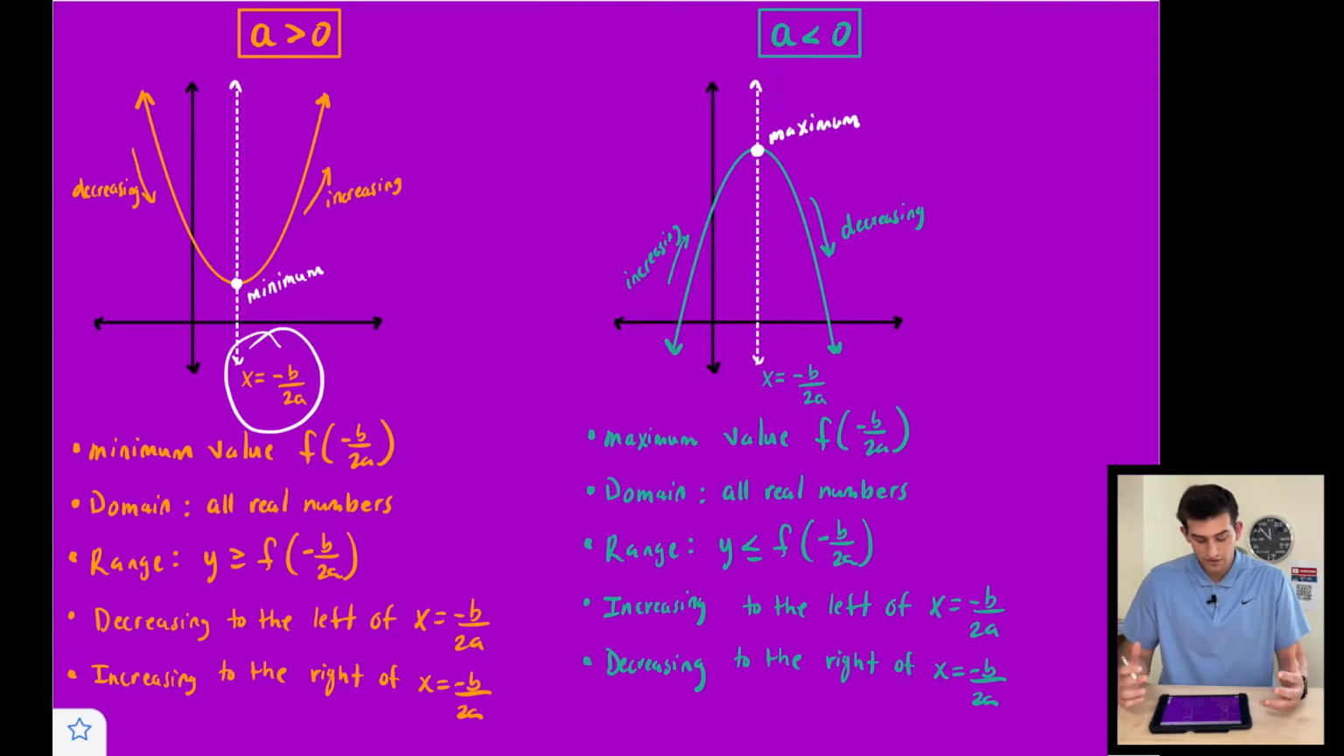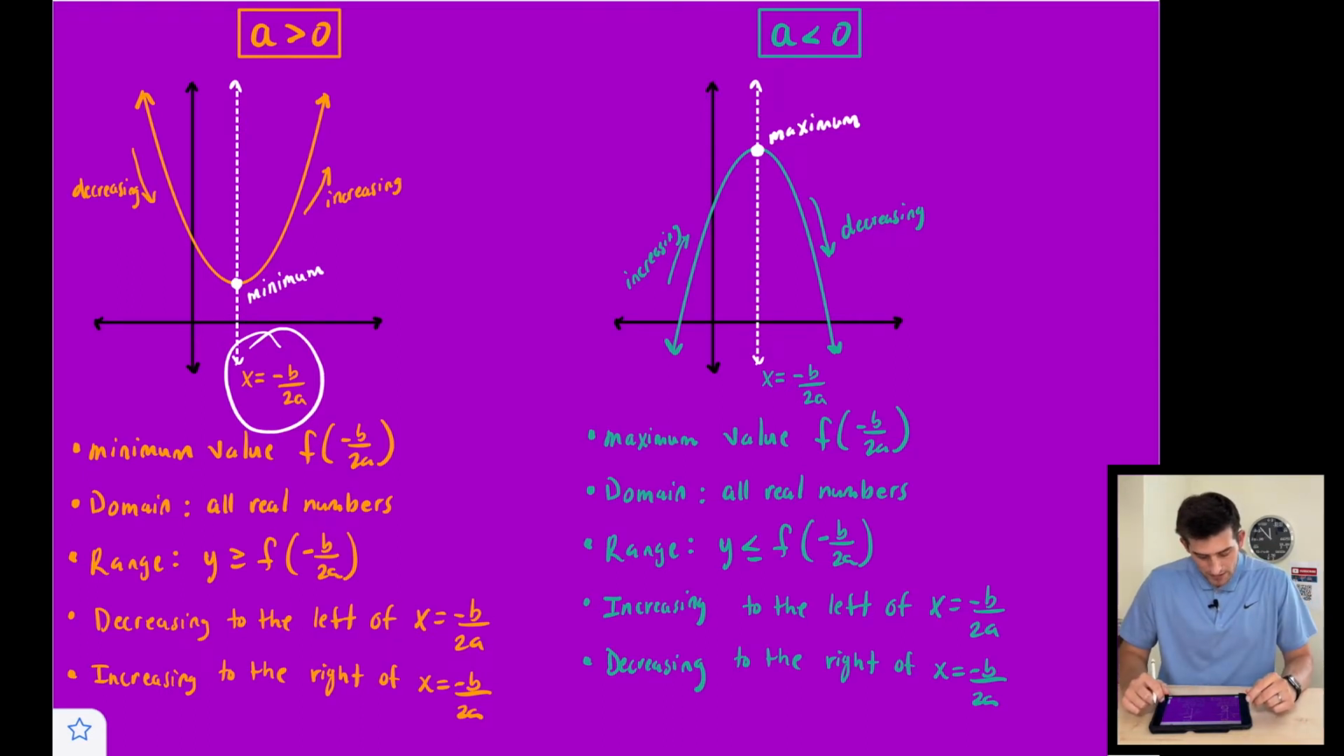For both of these, our domain is going to be all real numbers because we're dealing with a parabola that opens up or down. So it's going to open up and slightly out on each of these examples. Our range is going to be y is greater than or equal to, or less than or equal to, depending on if we're talking about a maximum or a minimum, and whatever the number for the minimum or the maximum is.